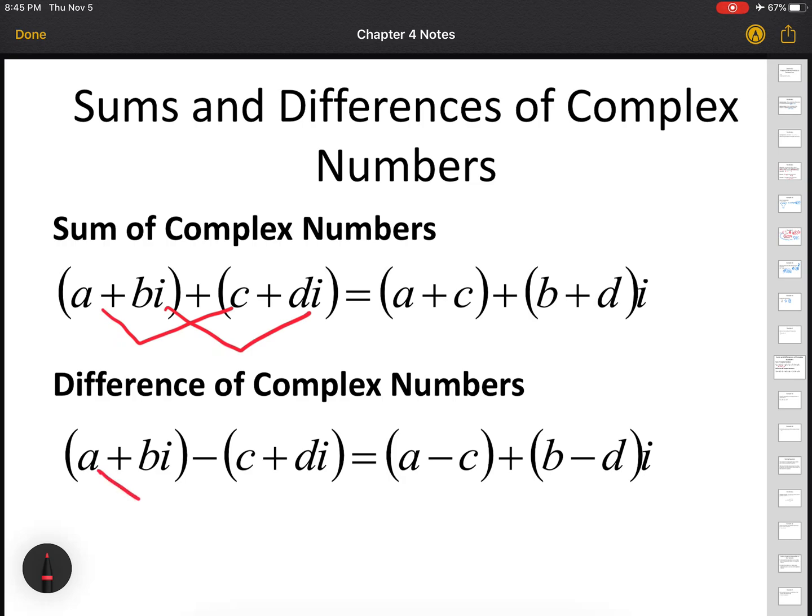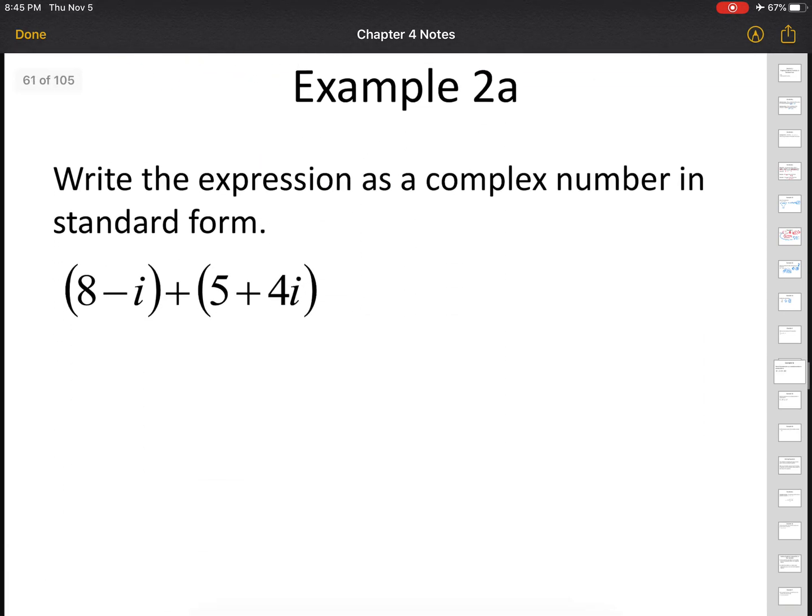Same thing with subtraction or finding the difference. We're going to subtract the regular old real numbers out front and then subtract out the imaginary numbers. That will make a new complex number. So let's try one of these.